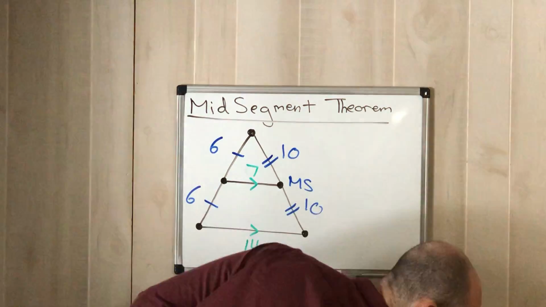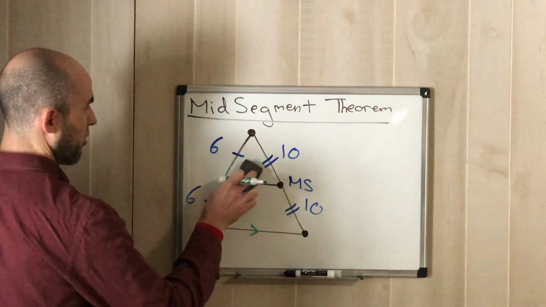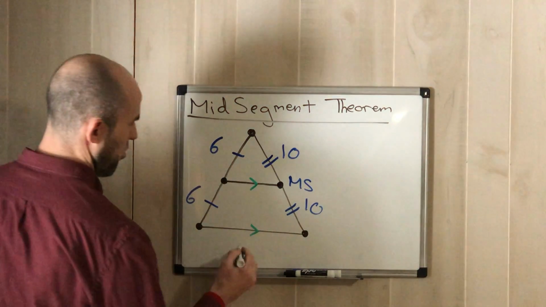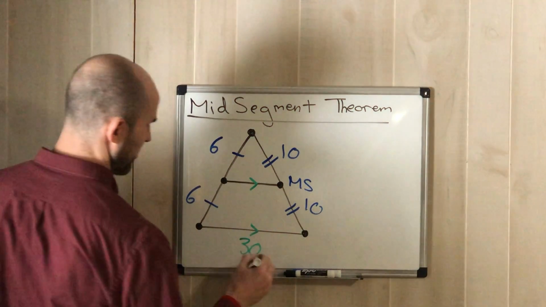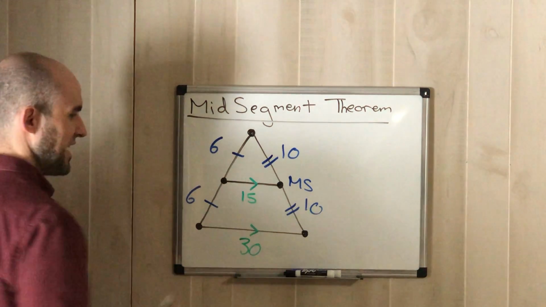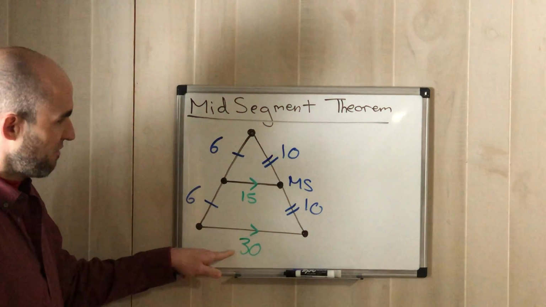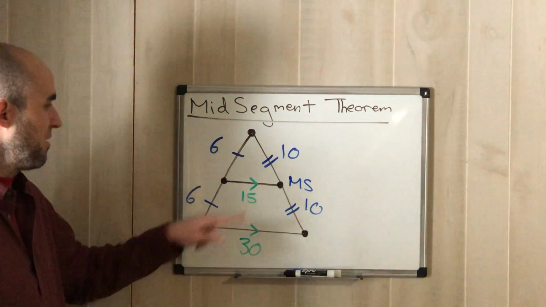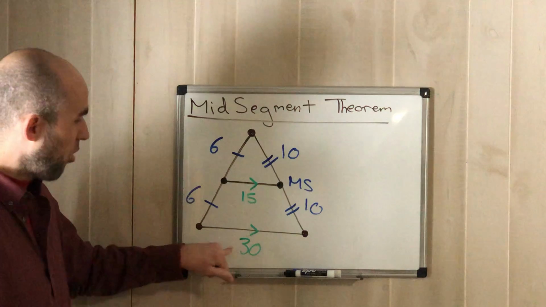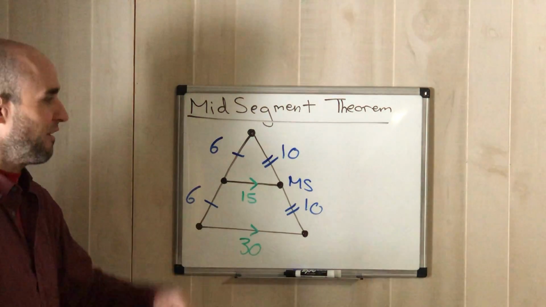Again, this is always going to be half the size of the base. Let's say the other way around. Let's say that the base now was 30. If the base was 30, I know that my midsegment would be 15 because same relationship. The midsegment is always half of the base. The base is always going to be double the midsegment, always. The base is always 2 times bigger than the midsegment. The midsegment is always half of the base.